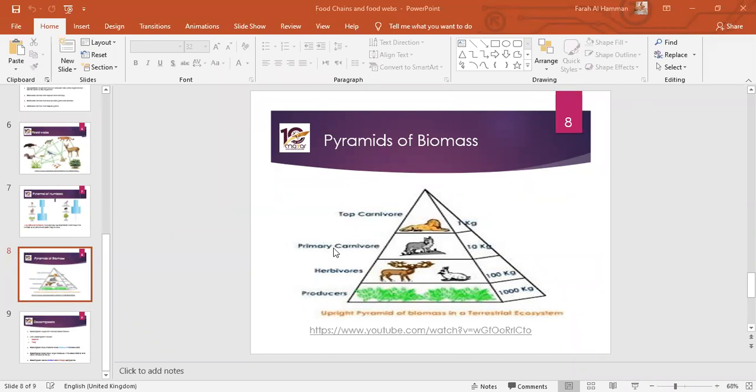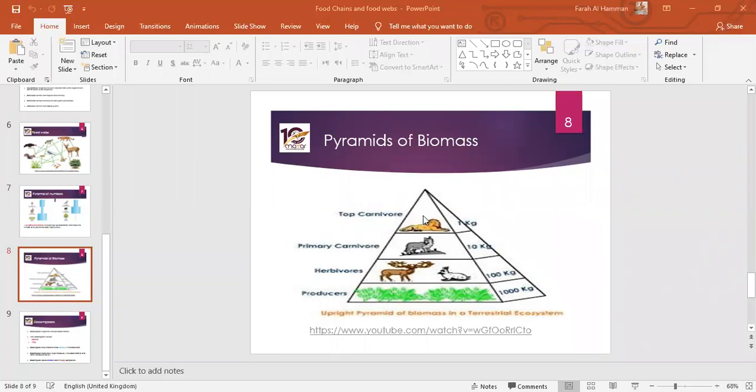Same goes for the primary carnivores, like foxes, for example. Again, they received less energy than the herbivores and the producers. So if I take all of them in a given area and I measure their mass, I will notice that it will be less than that of the herbivores and less than that of the producers because they received less energy in total. And as a result, they were able to use less energy for growth.